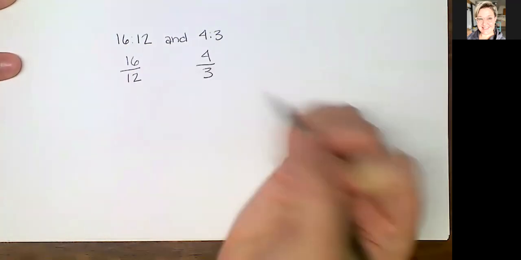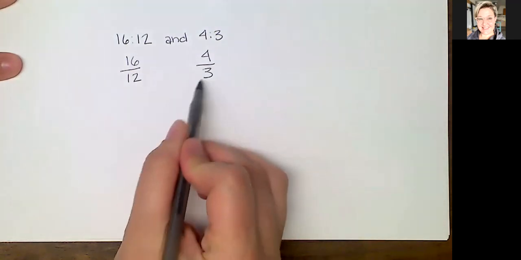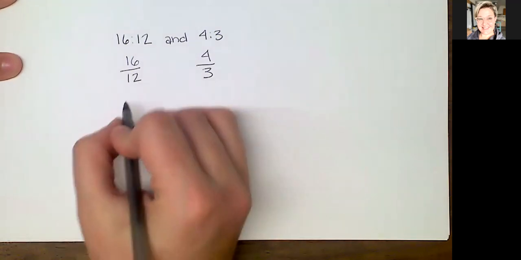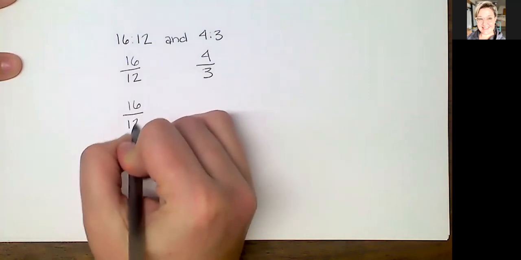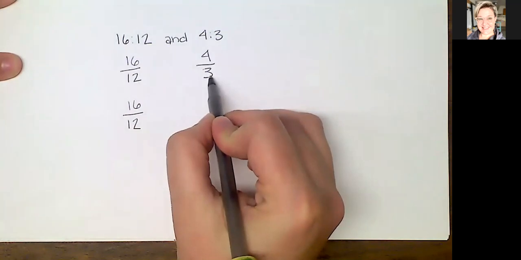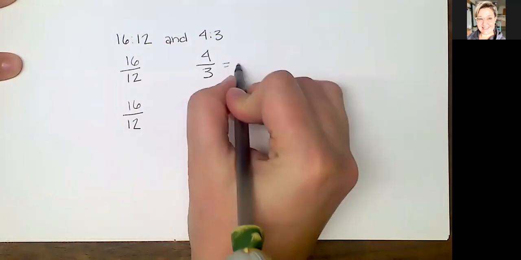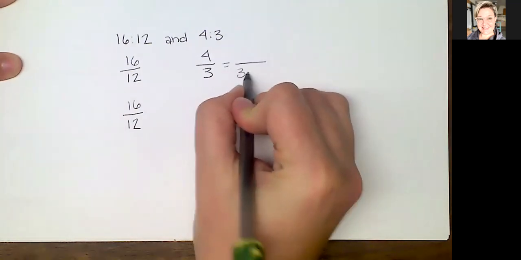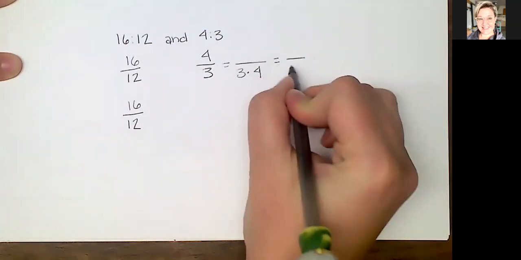Now we're going to try and compare them using a common denominator. So this one's fairly simple because we know 3 goes into 12. So we're going to leave 16 over 12. Just bring it on down. We're going to keep that the same. And then we know to get 3 to 12, we're going to multiply it by 4. So let's just do the math here really quick. We want 3 to equal 12, so we're going to multiply 3 times 4. And that's going to equal 12.